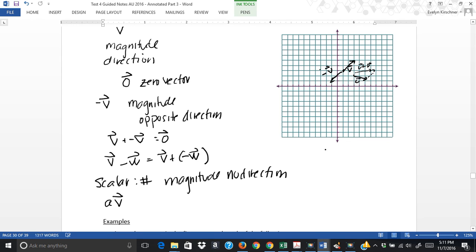So for my v here, if I wanted to do 3v, so if v looked like this, 3v would look like this, and the whole thing would be 3v, because it's 3 times as long as the original v.